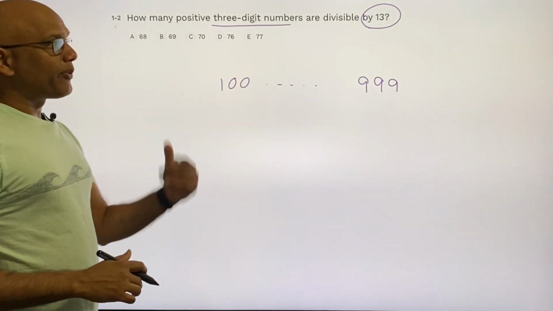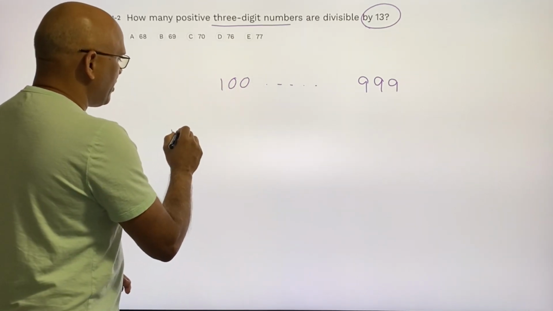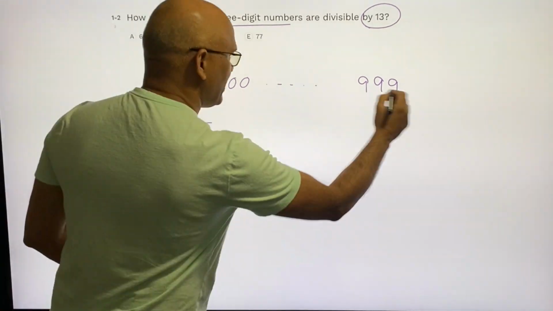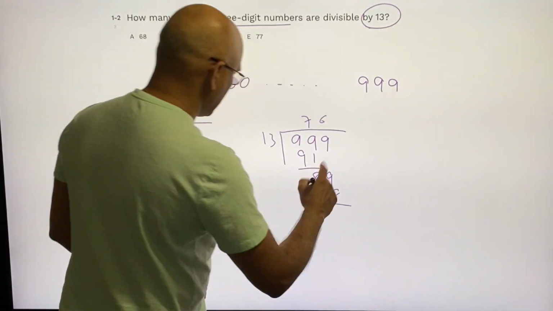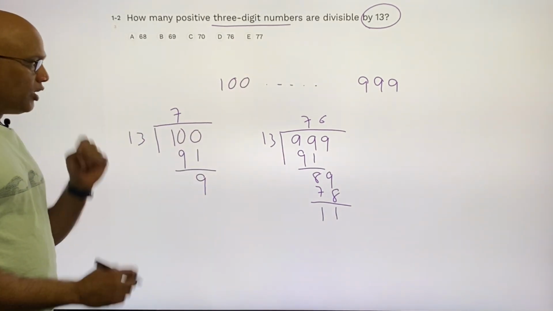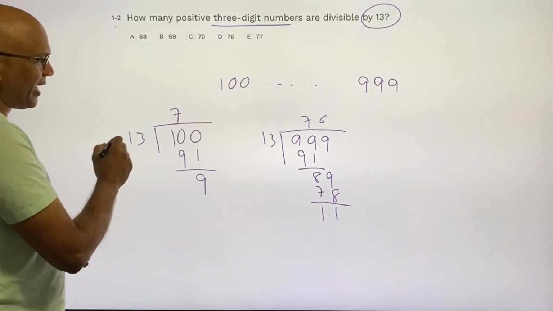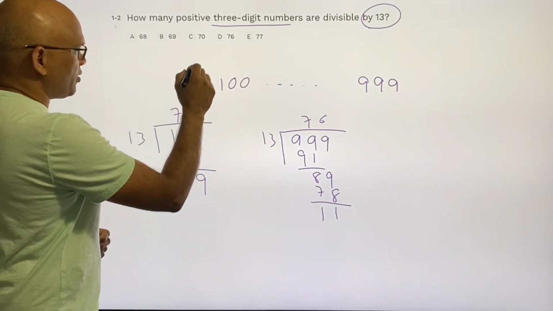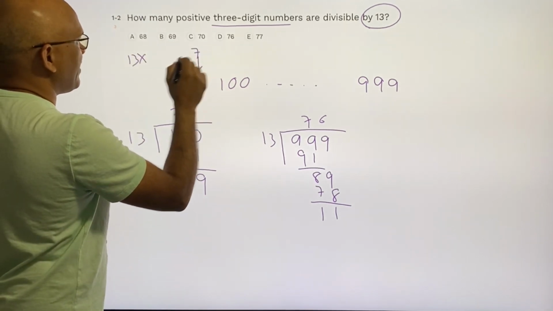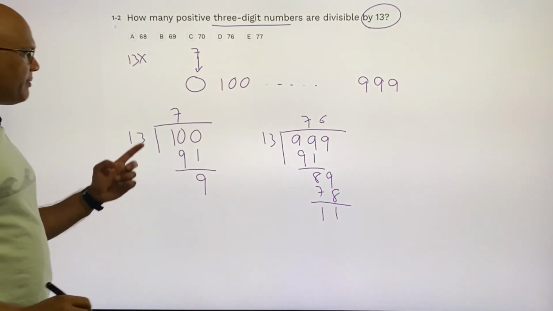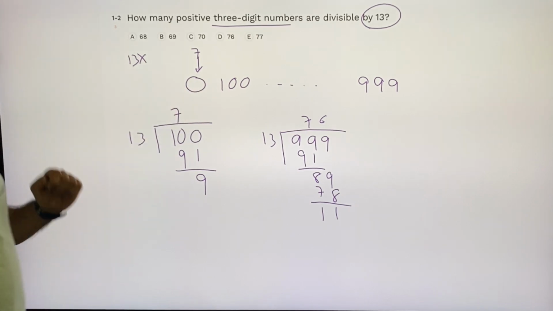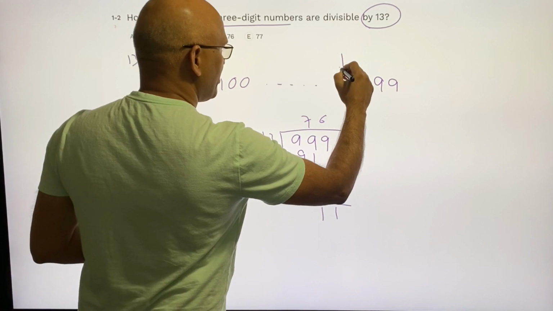So instead what we can do is divide 100 by 13, right? If we look at this division, there is a number less than 100. So there is a number somewhere here. So 13 times 7, right? So there is a number here that is divisible by 13, but this has to be a 2-digit number because it is less than 100. So there is another number here that is divisible.